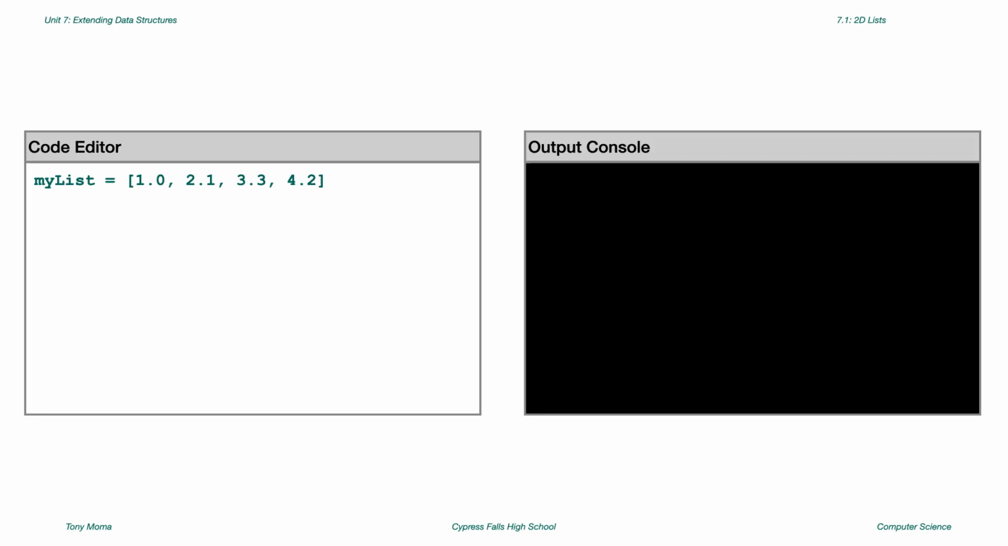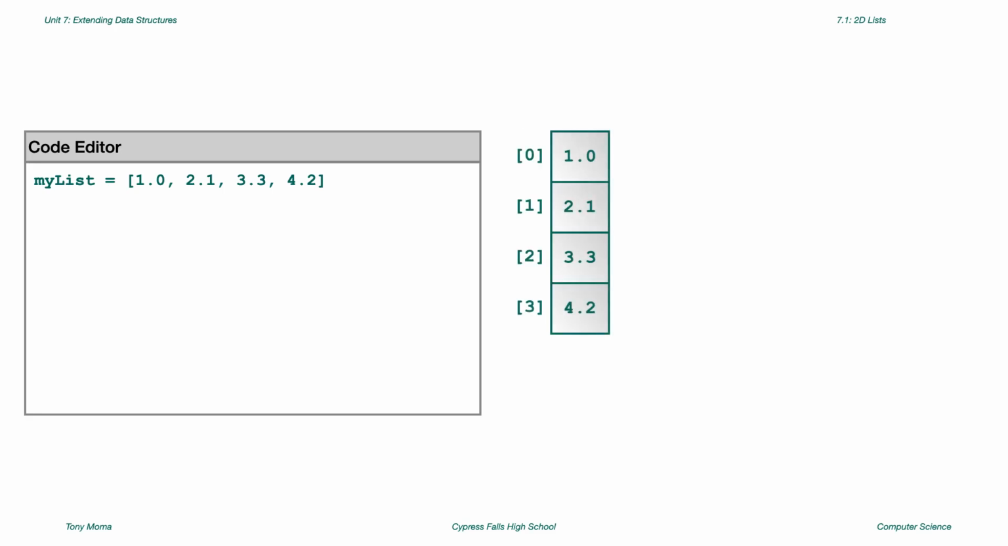Rather than display this list on the output console, I'm going to use a visual to illustrate what this list looks like. So, at index 0, we have the value 1.0. At index 1, we have 2.1. At index 2, we have 3.3. And at index 3, we have 4.2. Then, in the next line of code, I'm going to call the append method to add 5.5 to the list.